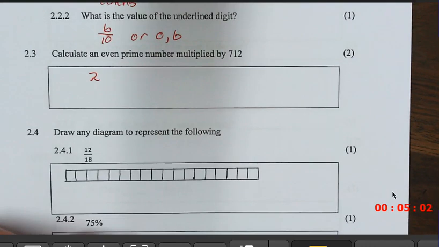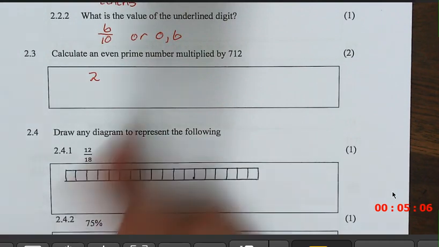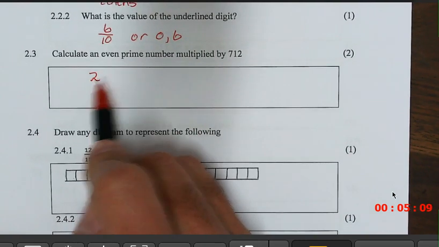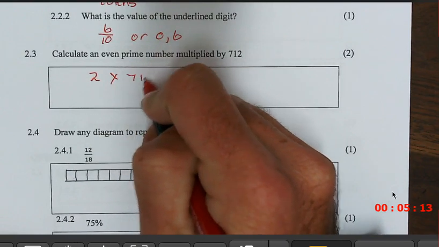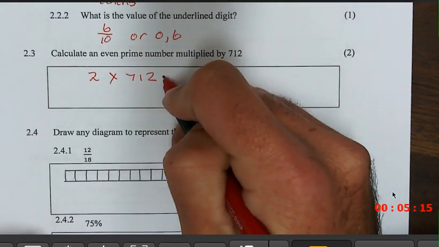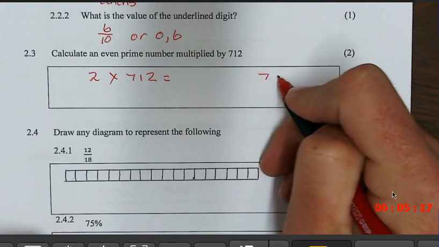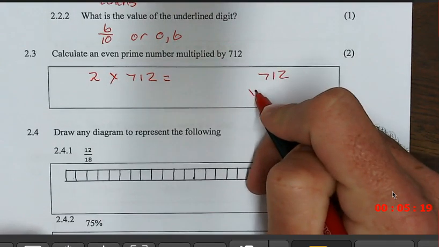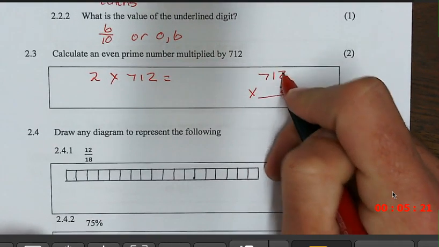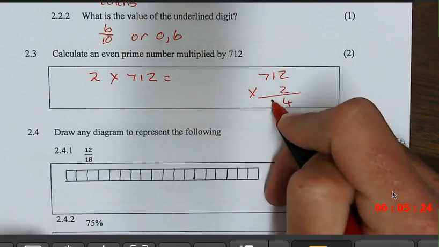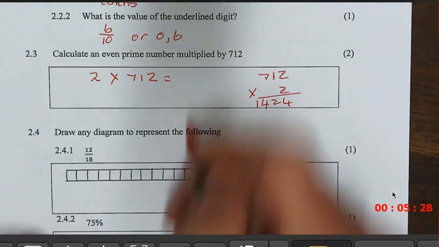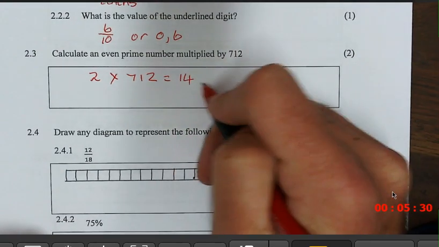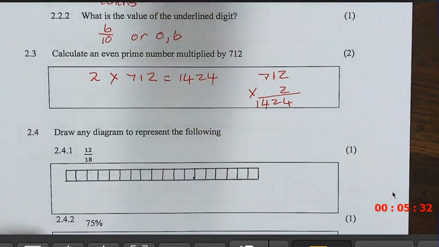So I can divide it by 1, itself and 2. And sometimes there are more numbers to divide it with. So the only even prime number is 2. We multiply it with 712. So that is basically what we are doing here. 712 times 2. 2 times 2 is 4. 2 times 1 is 2. 2 times 7 is 14. And there is my answer. 1424.